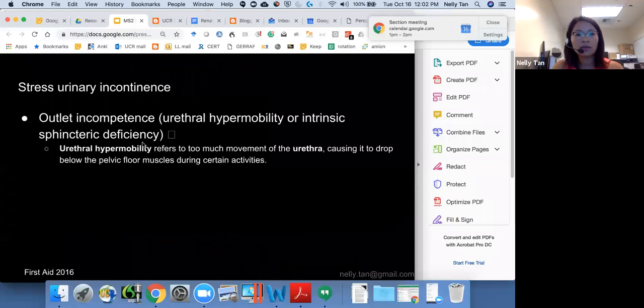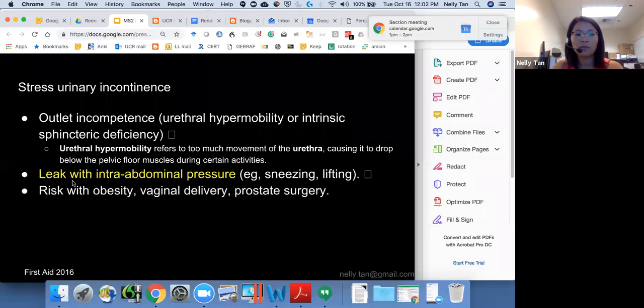So stress urinary incontinence is an outlet incompetence. It can be due to urethral hypermobility. The muscles are weak, so it just moves a lot more than it should when the patient voids. Or it could be an intrinsic sphincter deficiency. When patients cough, or with anything that increases the intra-abdominal pressure, patients will leak.